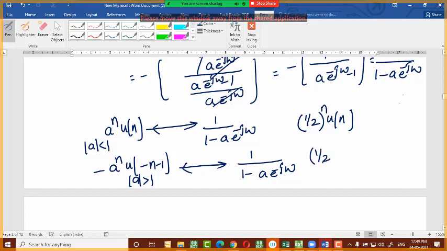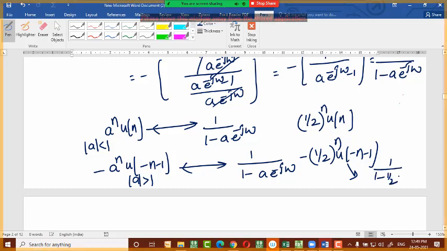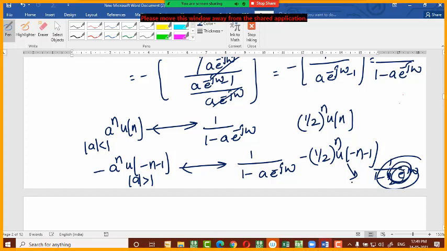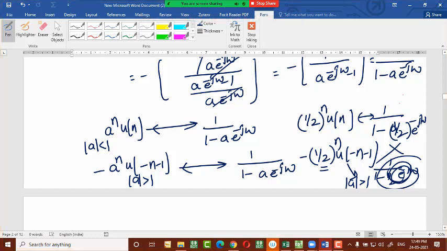1 by 2 whole to the power of n, with minus and u of minus n minus 1. For this one, what is the DTFT? You cannot write 1 by 1 minus 1 by 2, because a is equal to 1 by 2. You cannot write like this, because this is valid when modulus of a should be greater than 1. Here 1 by 2 is less than 1, so here there is no DTFT. For the first one the answer is 1 by 1 minus a into 1 by 2 into e power minus j omega. Don't think that these two answers are same, because a is different, the answer will be different.